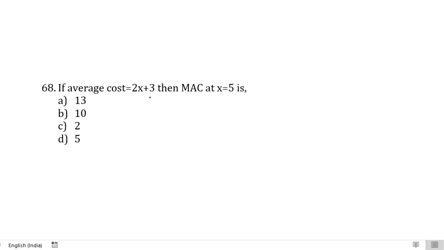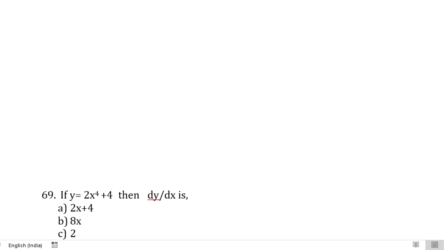Marginal average cost. Again, the derivative of 2x is 2, the derivative of 3 is 0. So marginal average cost is 2. Doesn't contain any variables, so there is no need to substitute the value of x is equal to 5. So answer remains 2. Next question.